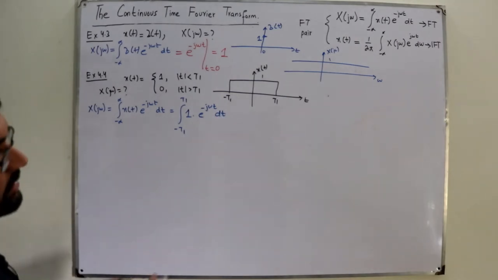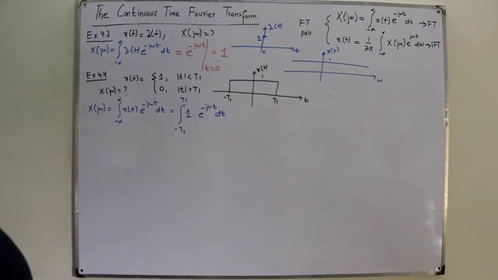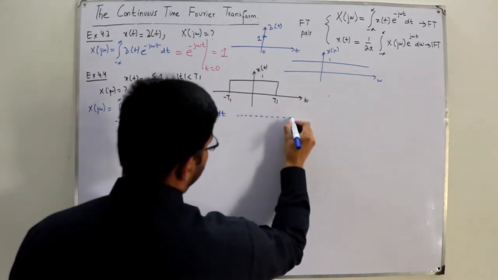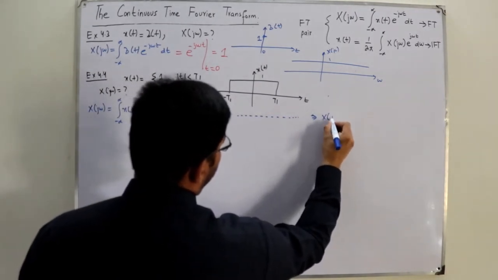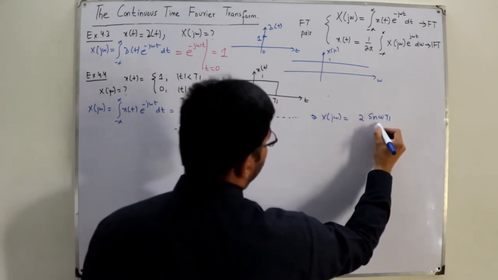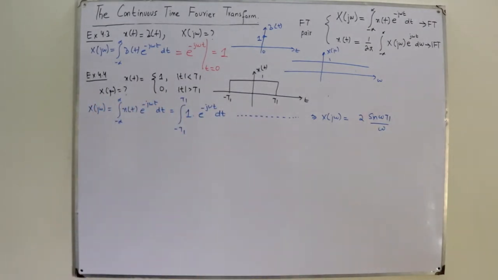You solve this integration because I cannot solve it. You know it very well. You know it better than me. I am very weak in solving integrations. The final answer is x of j omega is 2 sine omega t1 upon omega. You solve it yourself. This implies my final answer, x of j omega is 2 times sine of omega t1 divided by omega. Okay, so this is your Fourier transform for this function. And you can see that this is somewhat similar to a sinc function.